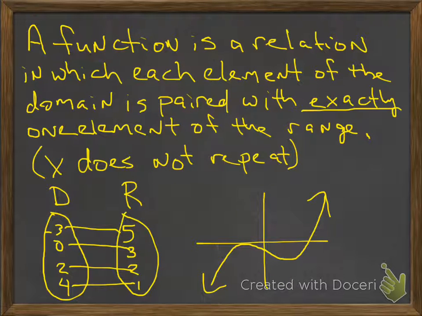Okay, so I am going to give you the definition of a function. The definition of a function is that it is a relation in which each element of the domain is paired with exactly one element of the range. In other words, x does not repeat. When you look at a mapping, every single number of the domain goes to only one number of the range. Like there's only one line coming off each. If you see two lines, that's not good. That's not a function. So just one line.